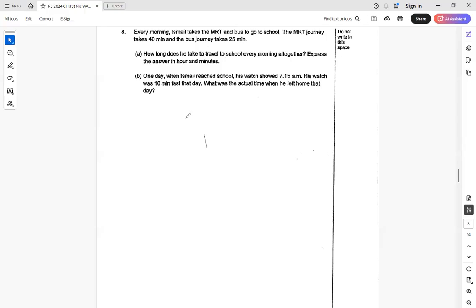Okay, so let's do part A first. So the MRT journey is 40 minutes. The bus journey is 25 minutes. So for part A, we need to find the total duration. Okay, so for duration, you can add. The only thing you cannot add is time. So duration, 40 minutes plus your 25 minutes for your bus journey. Okay, we will get 65 minutes.